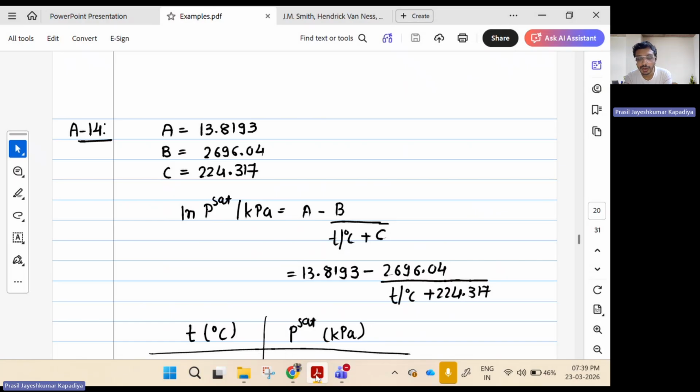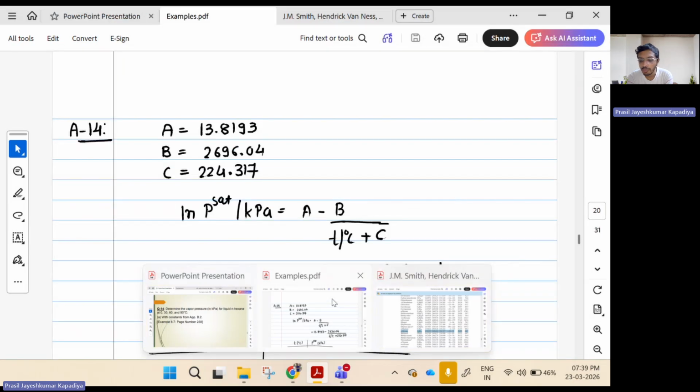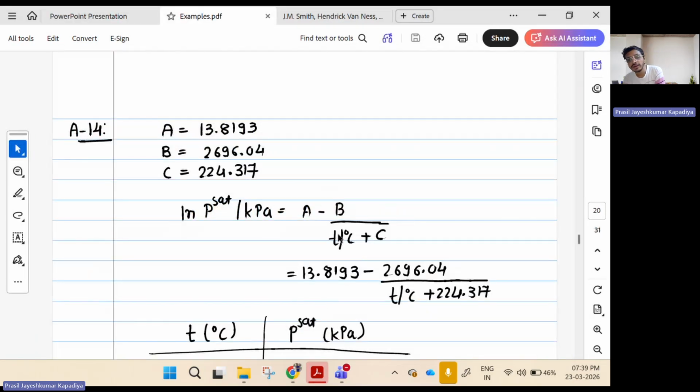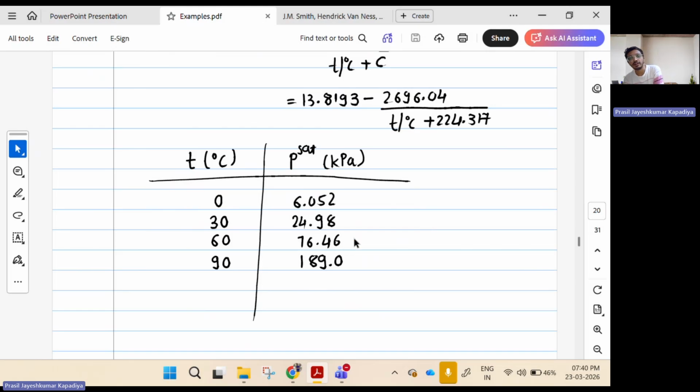Now I am supposed to find this P1 sat, P2 sat at 0 degrees Celsius, 30 degrees Celsius, 60 degrees Celsius, and 90 degrees Celsius. So what I need to do is just put the values 0, 30, 60, and 90 here, and I can directly find the values of P1 sat.